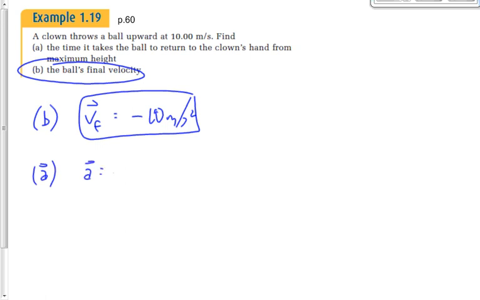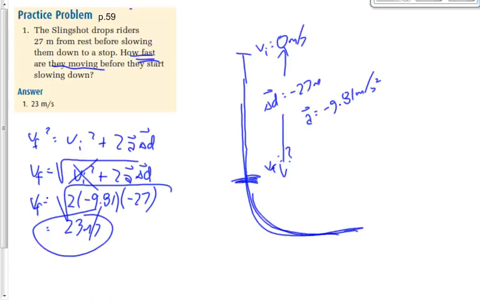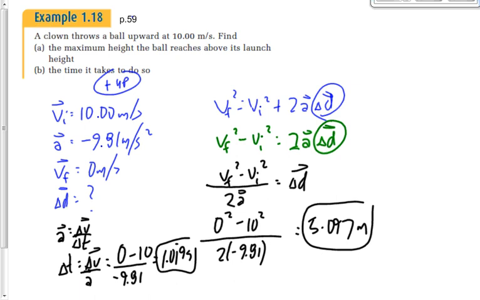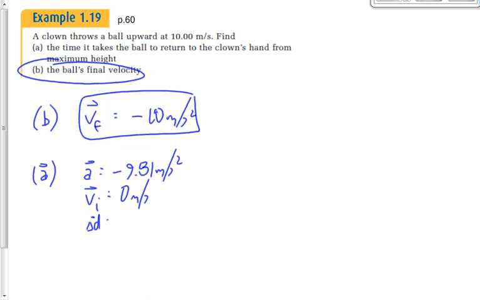We know that A is negative 9.81. As it falls, VI is 0. What else do we know? We know the displacement as well, right? The displacement came from the last question. What was it? 5.097 meters. Or negative 5.097 because it's falling now. Anything else we have there?